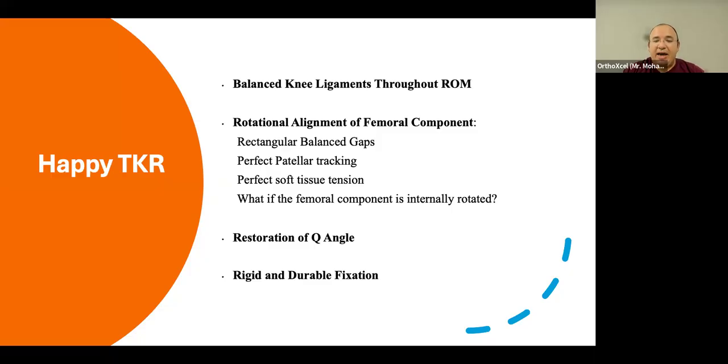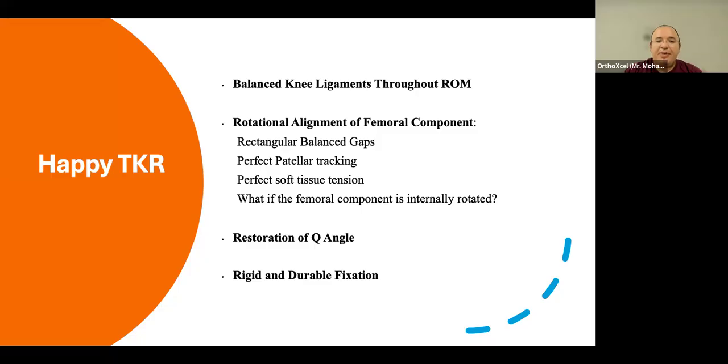You have to restore the Q angle, and again, the Q angle is very important for patellar tracking. You have to get the normal quadriceps angle for the stretch and the tension going onto your patella to be in a proper direction, so your patella maintains a normal tracking. You definitely need to have a rigid and durable fixation of your total knee, so you don't have any early loosening, which may make your total knee unhappy.